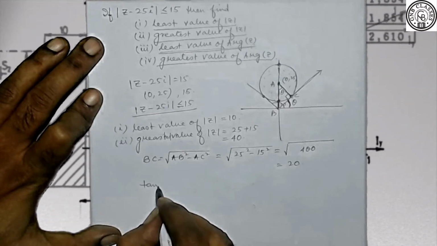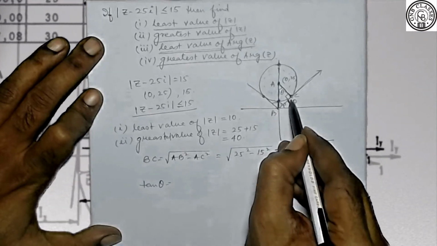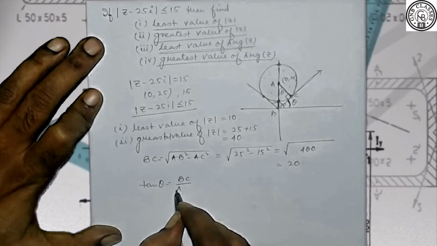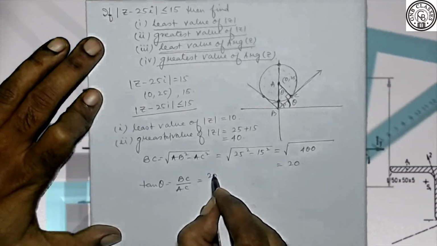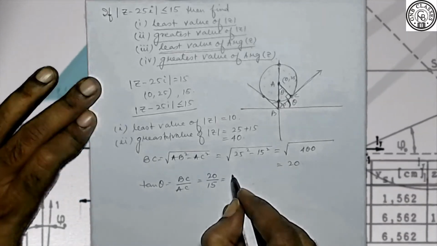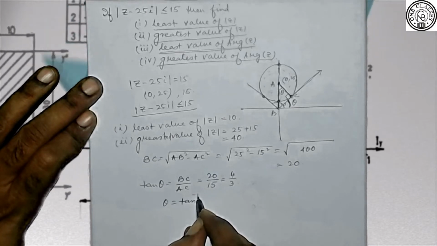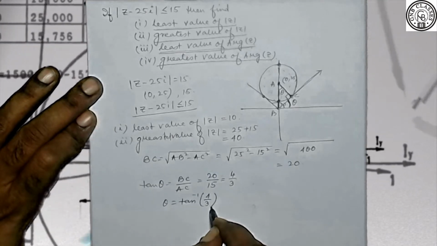Now, what will be tan theta? From the triangle ABC, what is tan theta? Tan theta is nothing but BC by AC, which is 20 by 15 equals 4 by 3. Therefore, theta is tan inverse of 4 by 3.